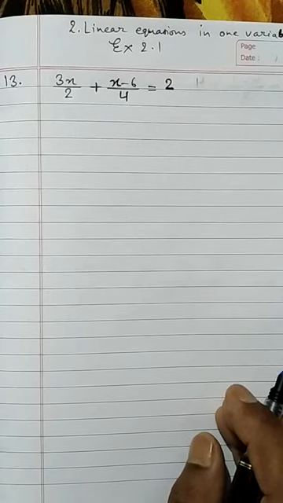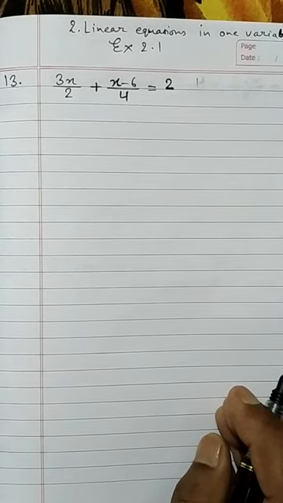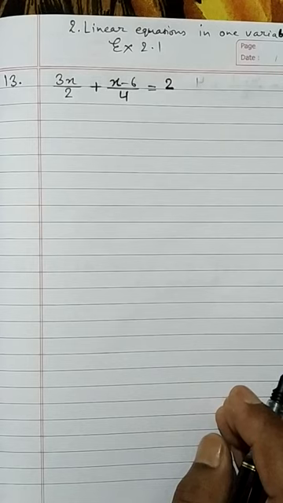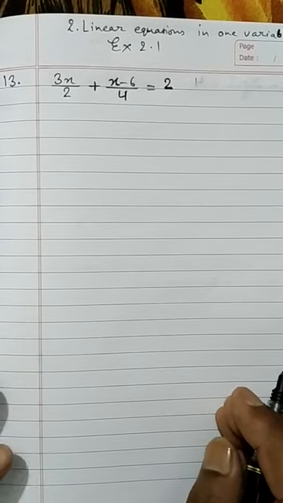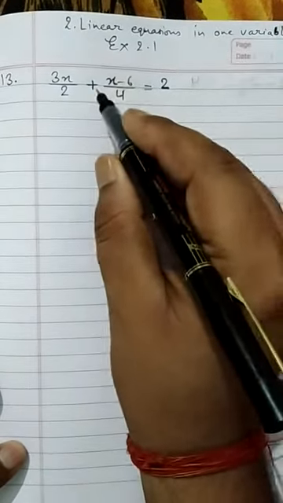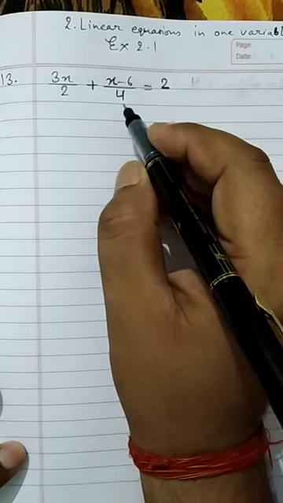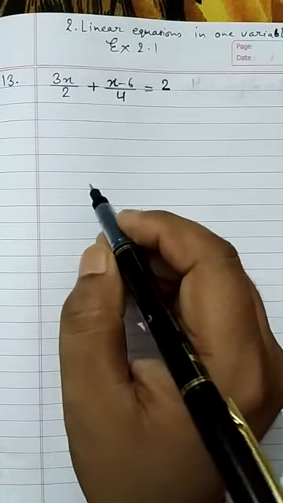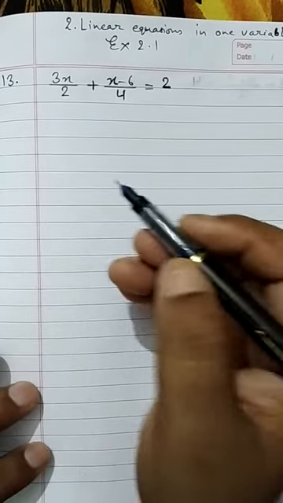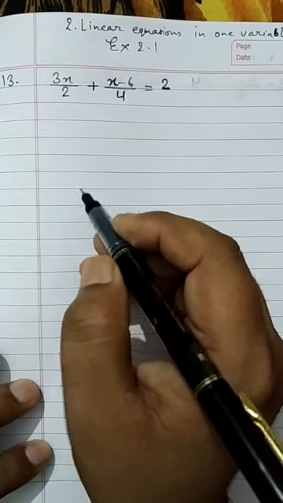Hello students, today we are going to continue our exercise 2.1 of linear equations in one variable. The first question that we are taking is the 13th question. It is 3x upon 2 plus x minus 6 upon 4 equals 2. So this is the next level of solutions of linear equations.